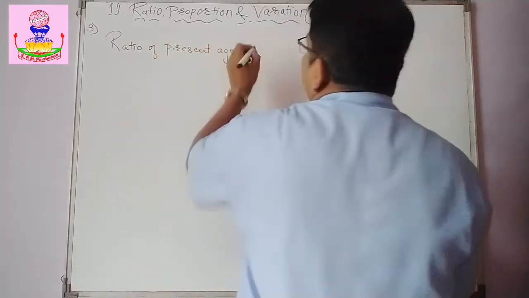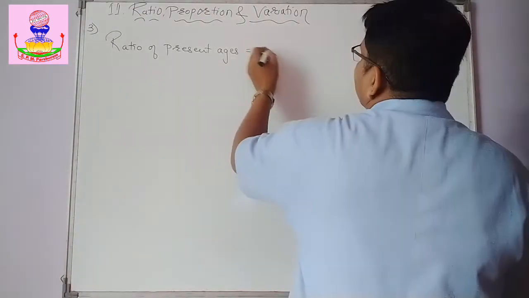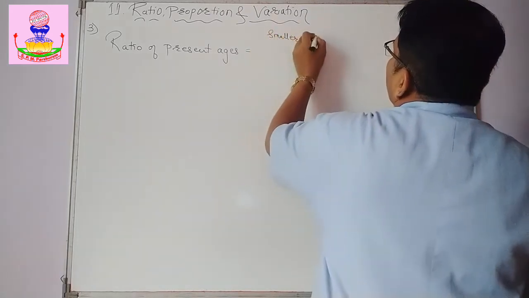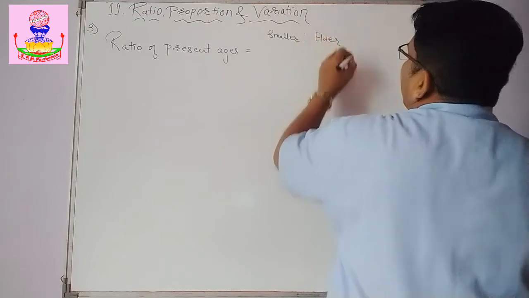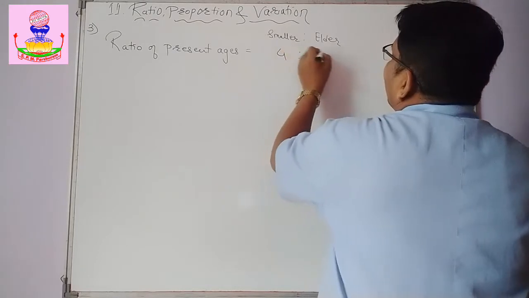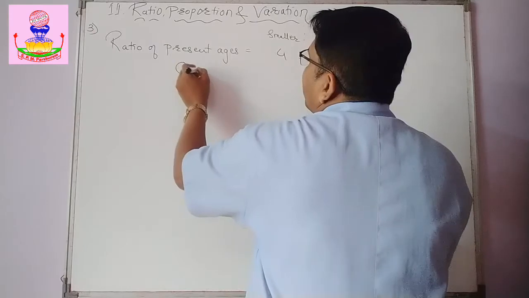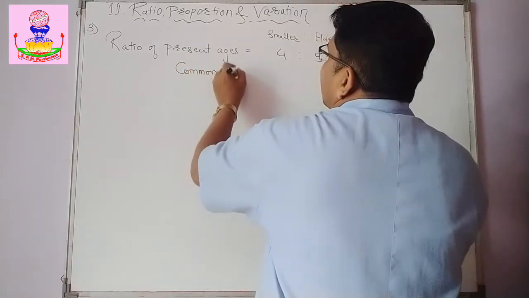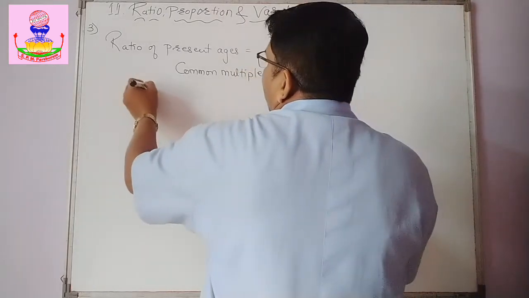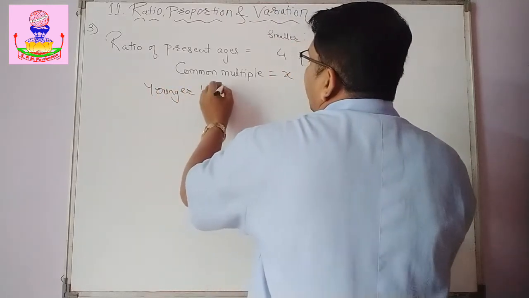Here nobody's age is given, just ratios are given, and from that we are supposed to solve. Now the ratio of present ages, smaller brother to elder brother. The younger one is first, so it is 4:5. Right? So if I take the common multiple to be x, so the younger brother's age, what will it be?